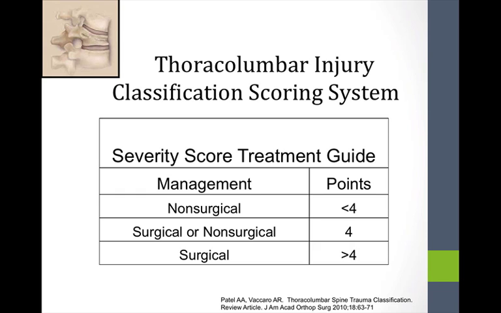A severity score of more than 4 suggests the need for surgical treatment because of significant instability, whereas a score less than 4 suggests non-surgical or conservative treatment. A patient with a score of 4 may be treated either surgically or non-surgically.